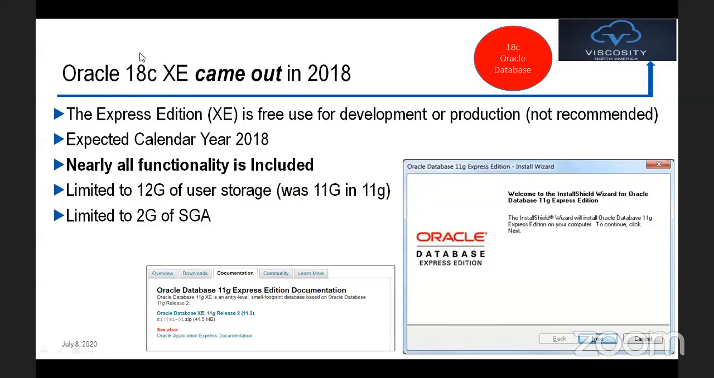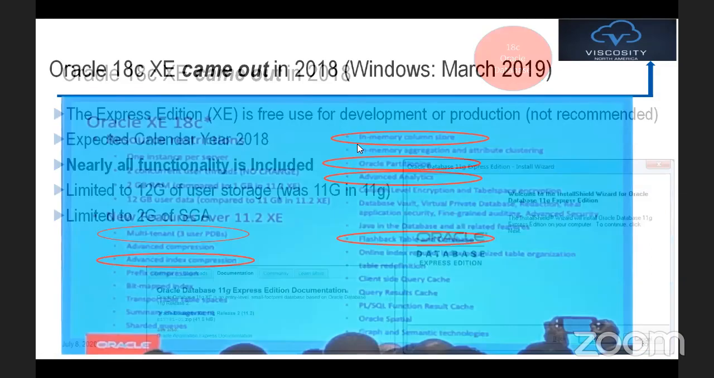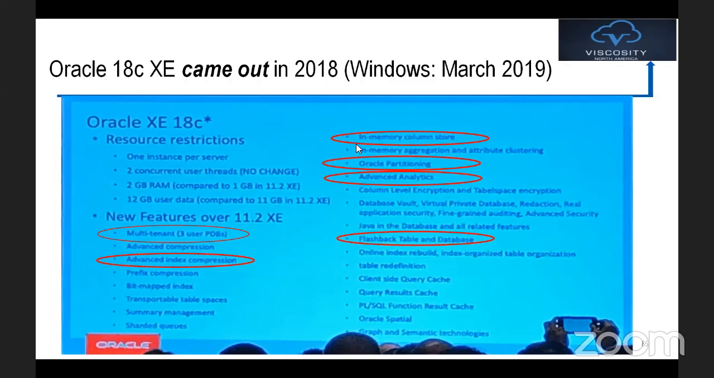The other thing is 18C Express Edition came out. So we didn't have a 12C version of the free version. So with 18C, they gave you 12 gig. But why is this nice? And I tweeted this the minute it came out. It actually came out during an ACE director meeting. But I could try out multitenant. I could try out index compression, in memory. I could try out partitioning. I could try out things like machine learning.